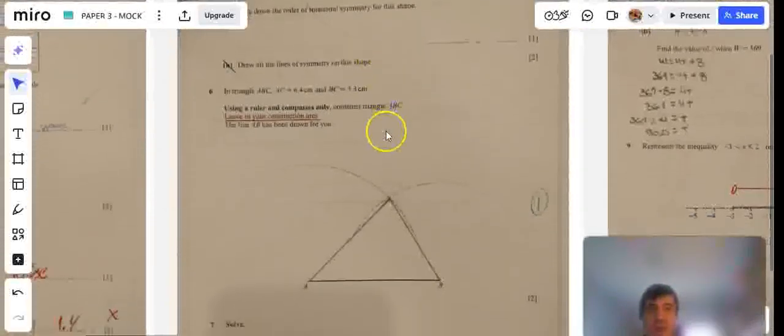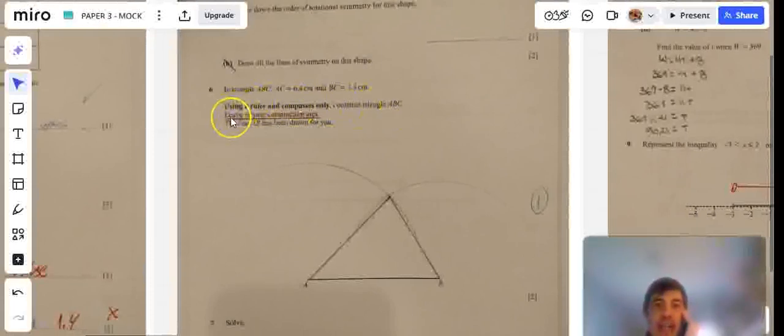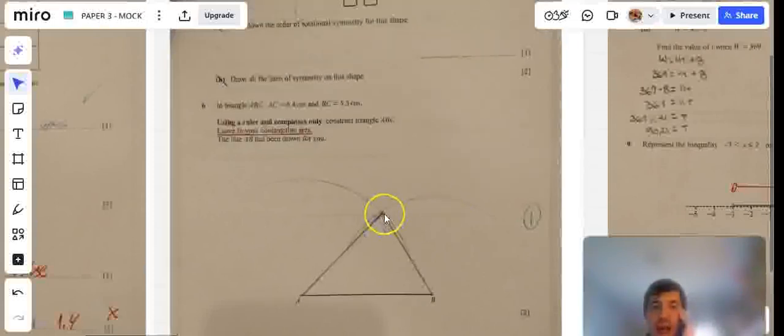You know how to do this one. It says, using a ruler and a compass only, construct triangle ABC. It says leave in your construction arcs. What are the construction arcs? The construction arcs are these arcs that you make when using the compass, okay? So for the first length, that is 6.4 centimeters, you will measure with the compass 6.4, and then you will draw this construction arc. Then with the length 5.3 centimeters, you will measure that with a compass. You will place the point of the compass here, and then you will draw the arc. At the intersection of those two arcs is the triangle.